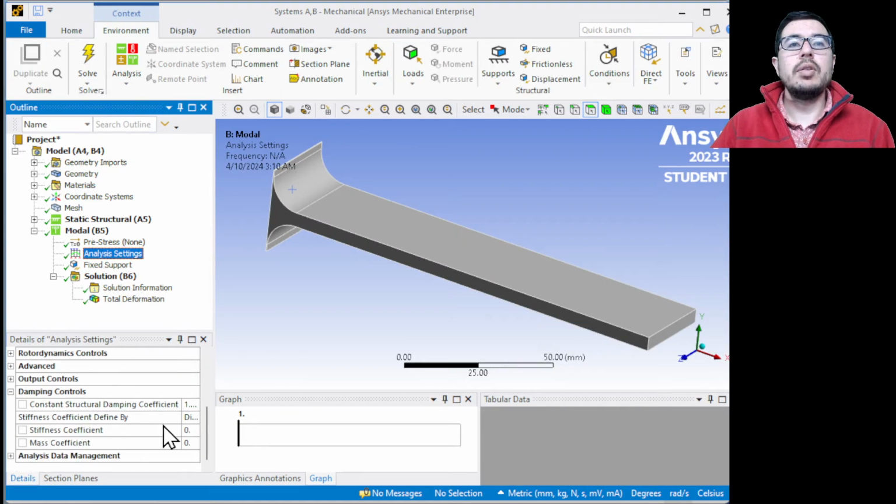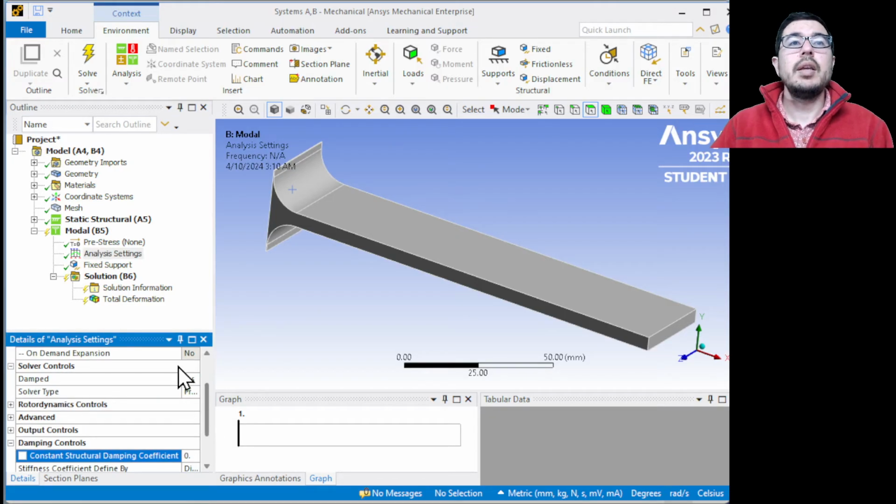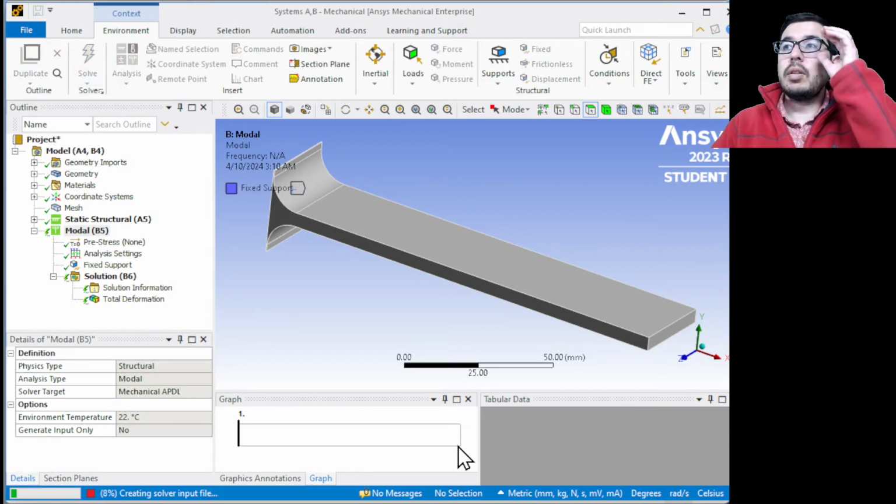We can do that here. I'll just say that this is 0 and run it, and it'll actually lower these resonant frequencies just slightly.